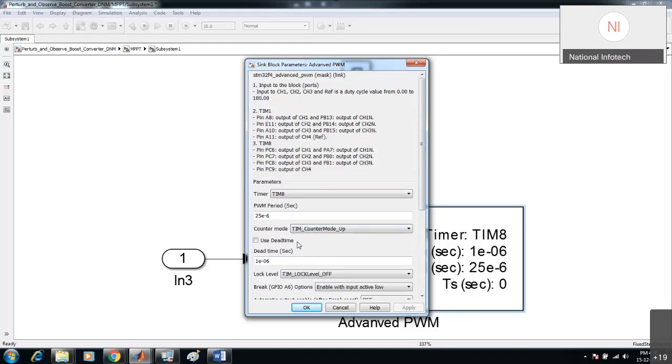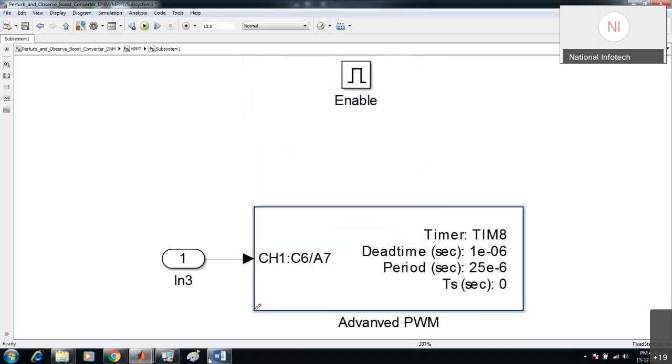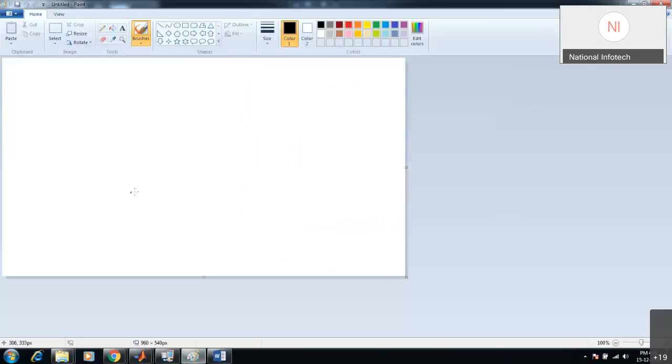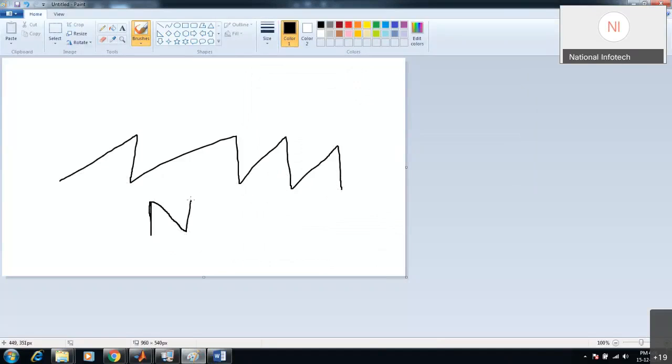Sorry, I think in advanced PWM we are having two pulses. Then I think only one pulse is needed. Yeah, exactly, only one pulse is needed. But counter mode up means our triangle will be a right aligned triangle like this. Not a left aligned triangle, and also not the center line like this. Is it clear? Okay.